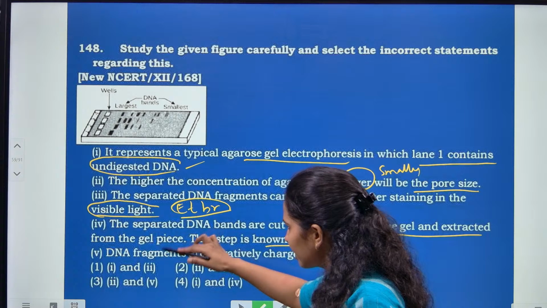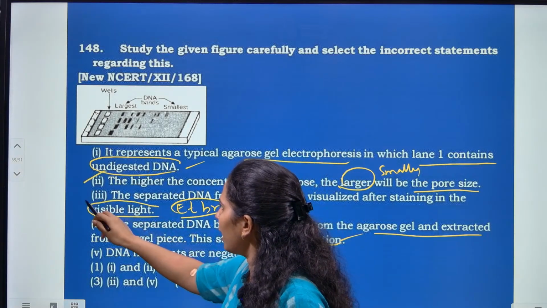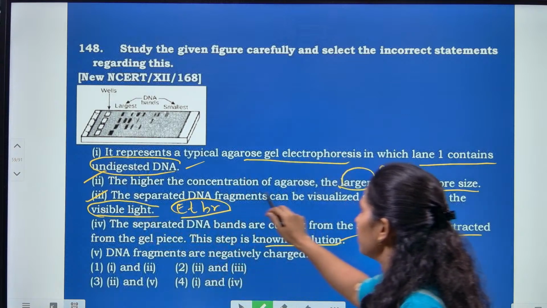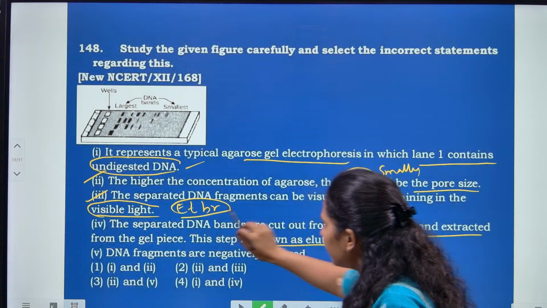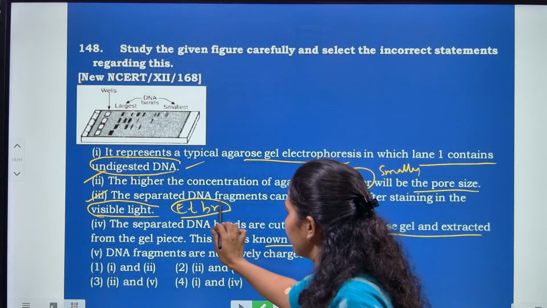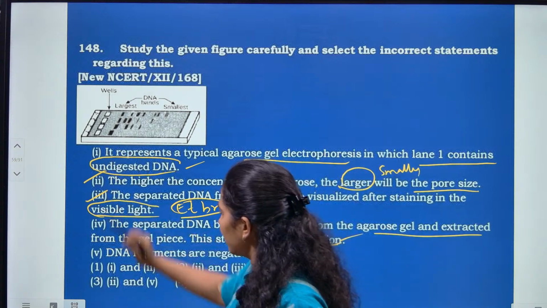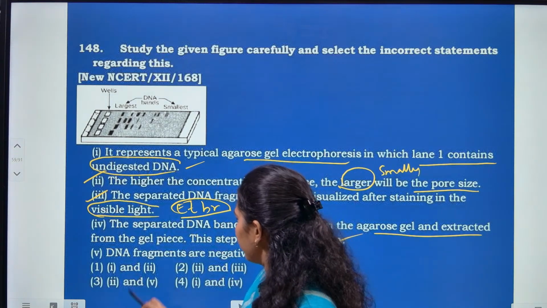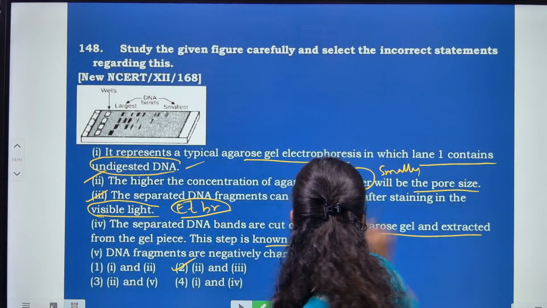So all these are correct except options 2 and 3 here, because the higher the concentration of the agarose, the smaller will be the pore size, and the separated DNA can be visualized only when it is stained with EtBr, that is ethidium bromide. So 2 and 3 are the incorrect statements here. So here I think option 2 will be the right answer.